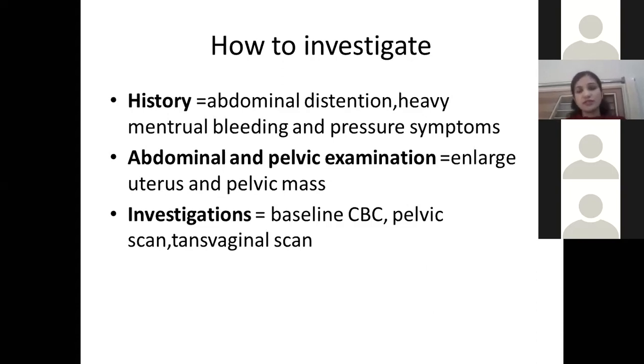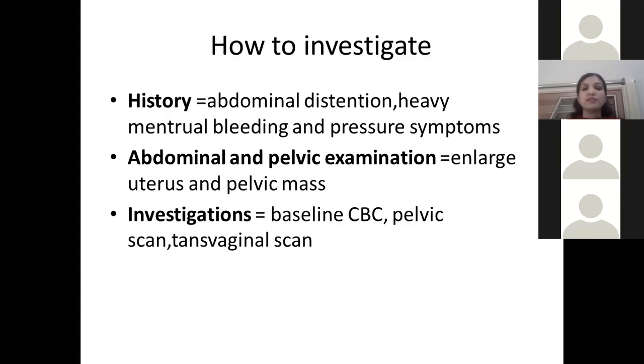Okay. Now, how will you investigate, right? If a patient comes to you in OPD, you'll first take the history of the patient, and as I've already told you, the patient may have lower abdominal pain, abdominal distension, heavy cycles, pressure symptoms. Then you will further confirm it on examination. On abdominal examination, you will find an enlarged uterus, an enlarged mass. And on bimanual examination, there may be a mass which is adherent to the uterus and is moving with the uterus. So the abdominopelvic examination will further confirm your diagnosis. Then you will advise some investigations to the patient.